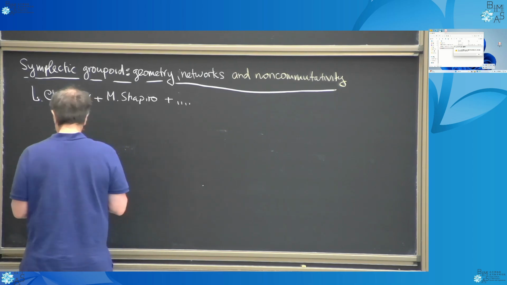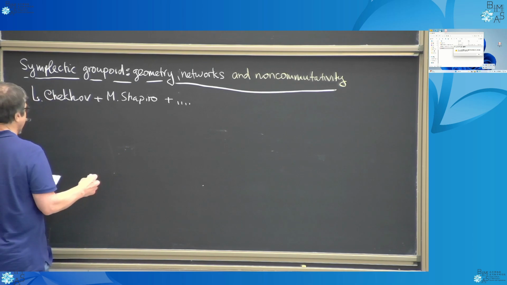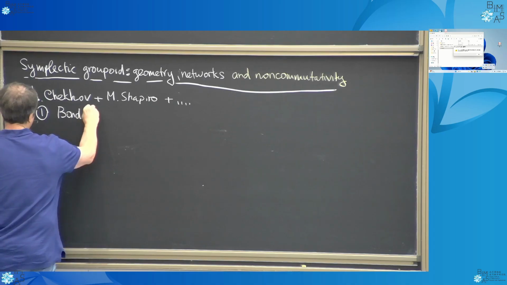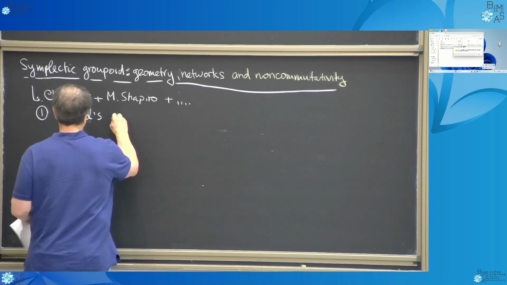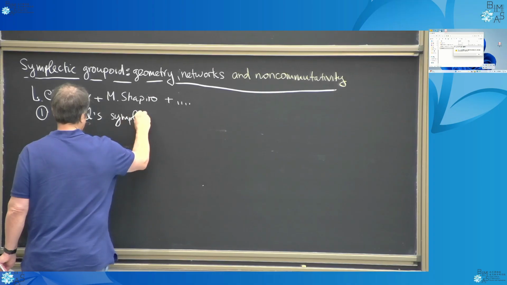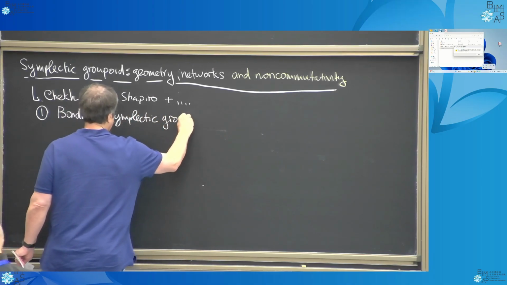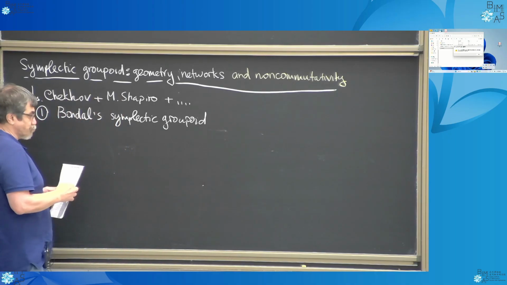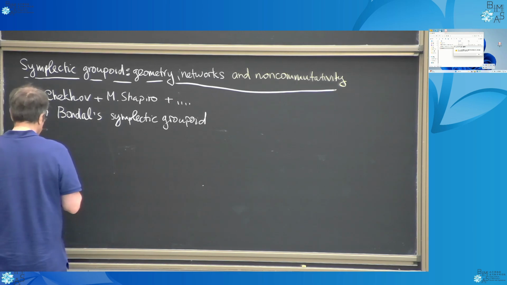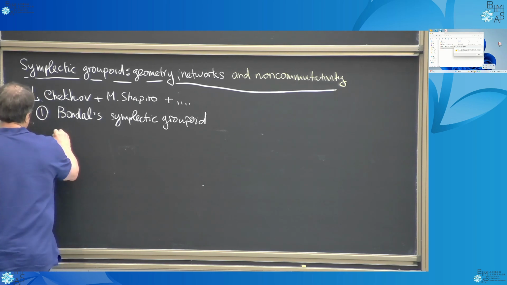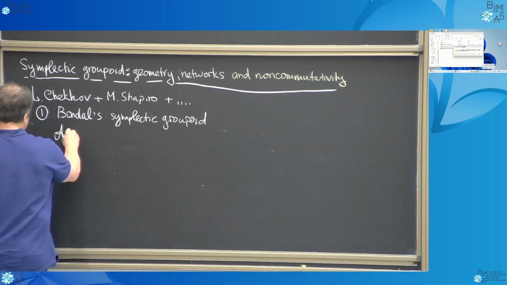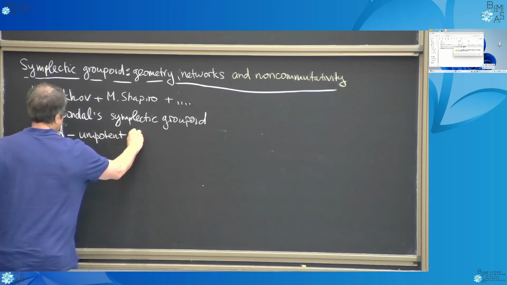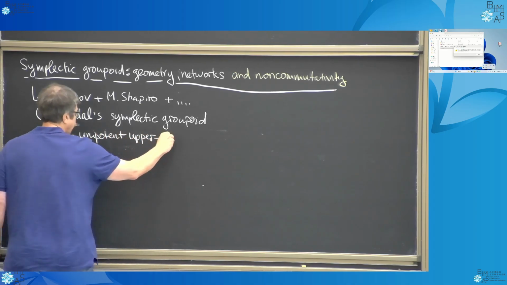Okay, so let me start with the introduction. Let me immediately start with what was named by Alexei Alekseev and Alexei Bondal, Bondal's symplectic groupoid. And I will try to explain why this object has some importance related to geometry. So consider A. A will be a set of unipotent upper triangular matrices.